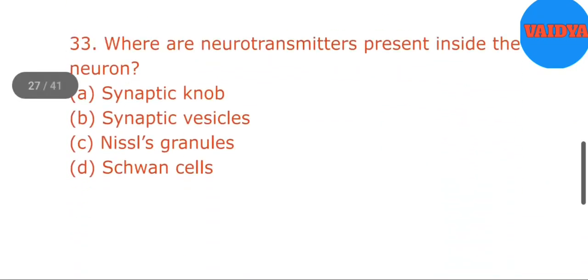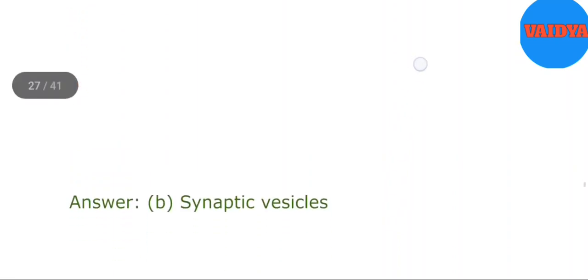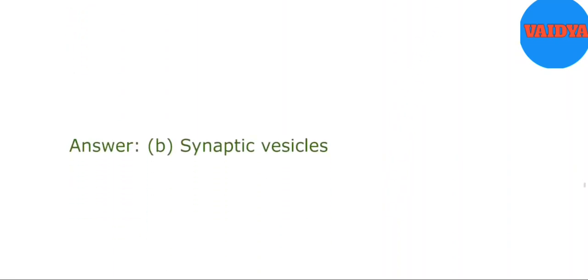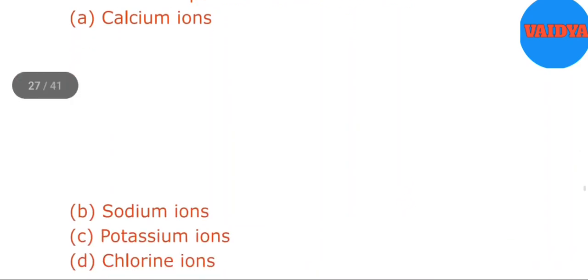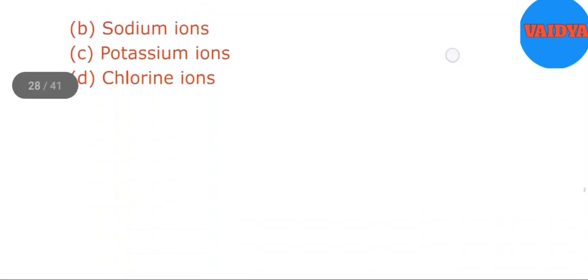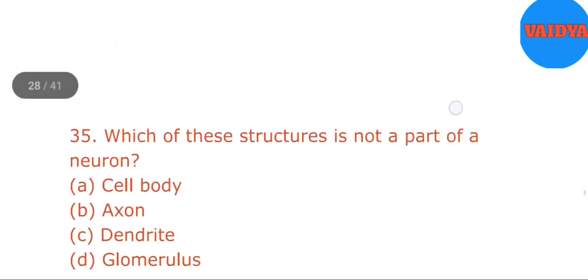33. Where are neurotransmitters present inside the neuron? A. Synaptic knob. B. Synaptic vesicles. C. Nissl's granules. D. Schwann cells. Answer: B. Synaptic vesicles. 34. At resting membrane potential, the axonal membrane is permeable to which ions? A. Calcium ions. B. Sodium ions. C. Potassium ions. D. Chlorine ions. Answer: C. Potassium ions.